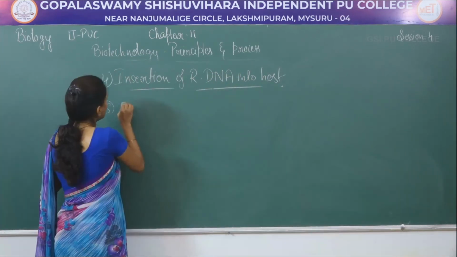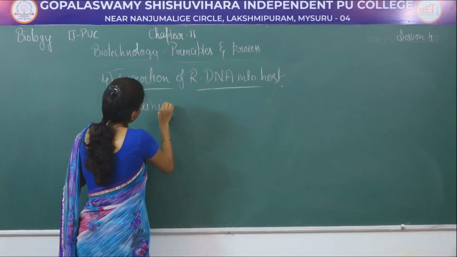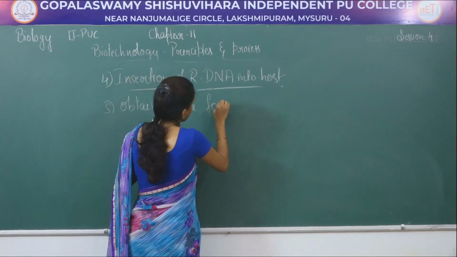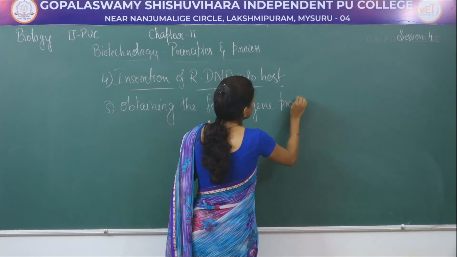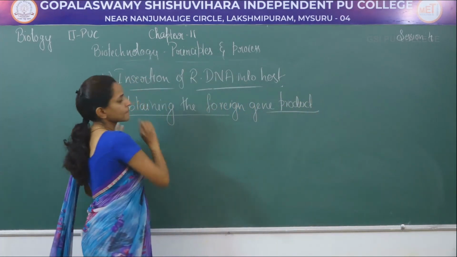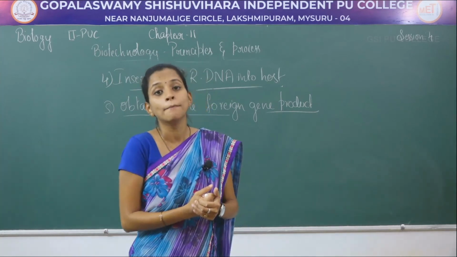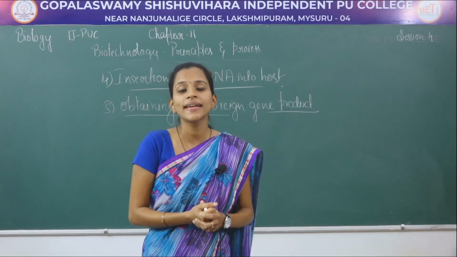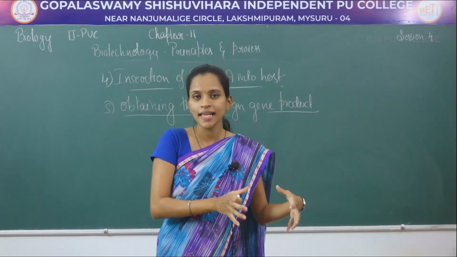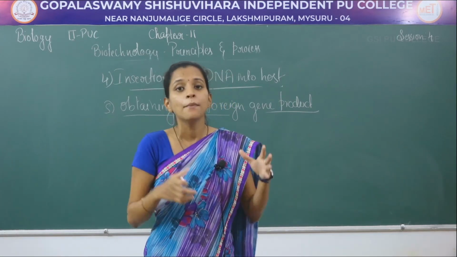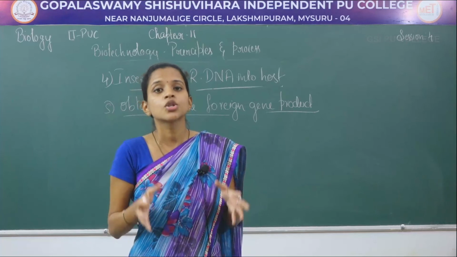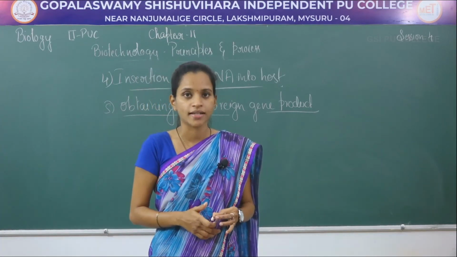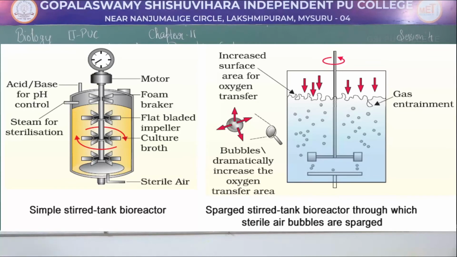Next one will be obtaining the foreign gene product. So, once the host starts to multiply itself, you can provide it with the medium. If it is small scale, it will be provided within the lab condition, but if it is large scale, then it should be done using bioreactors. So, normally there are 2 different types of bioreactors. Those will be on the screen. What you can see are 2 different types of bioreactors.